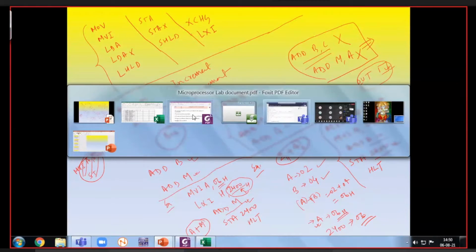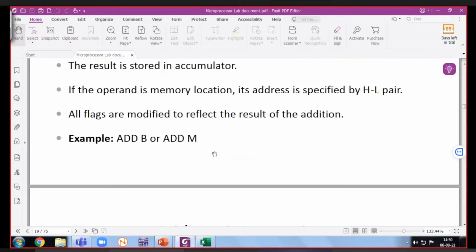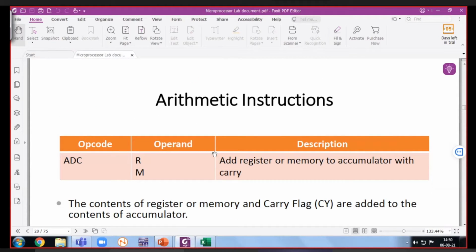No, sir. So add B or add M. Similarly, we have ADC, ADC R, ADC M.